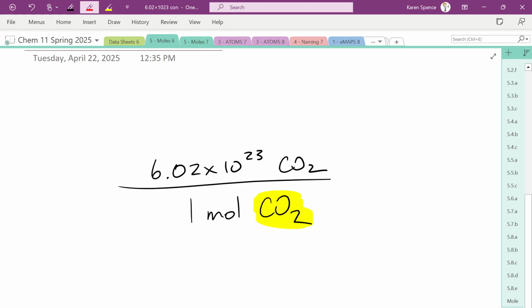We never say CO2 moles. We always say moles of CO2. Just like you would never say, I want a donuts dozen. Would you ever say a donuts dozen? No, you would say I would like a dozen donuts. I would like a mole of CO2. So the CO2 comes after the mole. So that would be the molecules per mole. That is a good question.